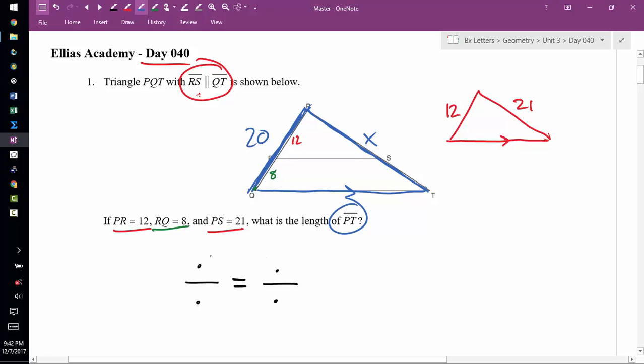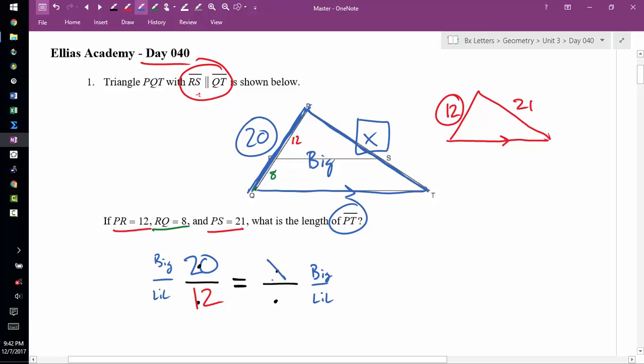So we're going to make a proportion now. We're going to fill it in with corresponding pieces. Let's start with 20. I'm going to put that here, and I'm going to divide that by the corresponding side in my similar triangle, 12. And if I start with something from the bigger triangle, like right here, big divided by little, my other ratio has to follow the same suit. It's got to be something from the big divided by the corresponding piece from the little. So I'm going to take the X from the big, and that corresponds to this 21. And boom, there is my proportion.